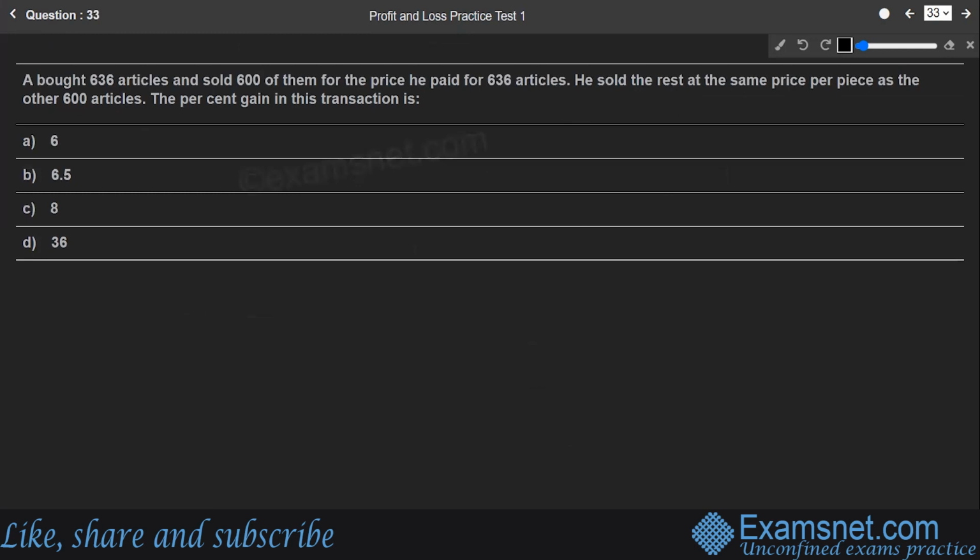Next, A bought 636 articles and sold 600 of them for the price he paid for 636. Okay, he sold only 600 of them at the rate of the price of 636. So for this question, to begin with, we have to assume the cost price of one article, then only we can relate the question. So let us assume the cost price of one article is 1 rupee. Let us take the things like that.